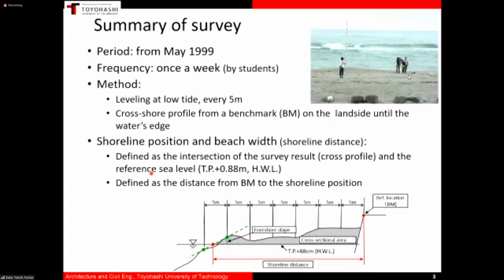And we define an intersection of the survey result and some reference level. For this reference level, we use the high water level in the Pacific Ocean near our Aichi prefecture. And we also measured the beach width, the distance from the benchmark to the water edge. We call it the shoreline distance.